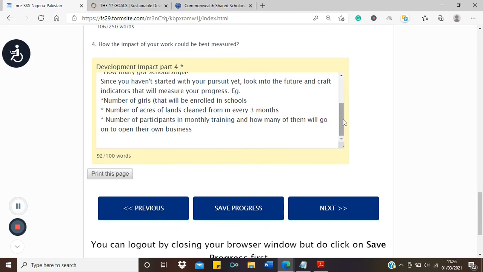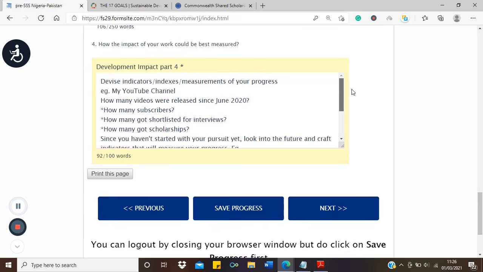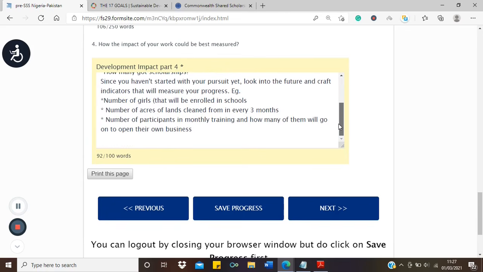The number of people I've impacted, the number of land I'm able to clean up, or the number of water bodies, whatever way you can measure that, the number of girls I've been able to send to school, the number of parents I've been able to contact, the number of policy briefs I've been able to write, the number of workshops and conferences I've been able to participate in. This could be ways to measure your progress, the impact of your work.